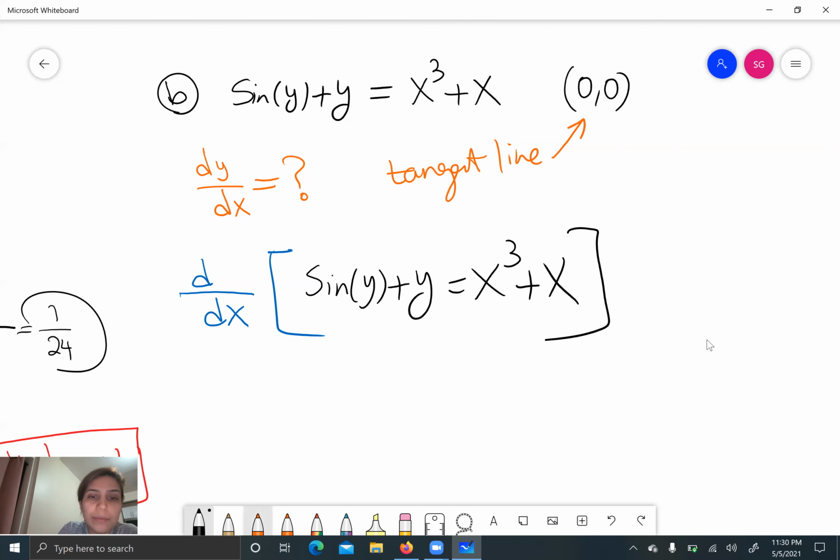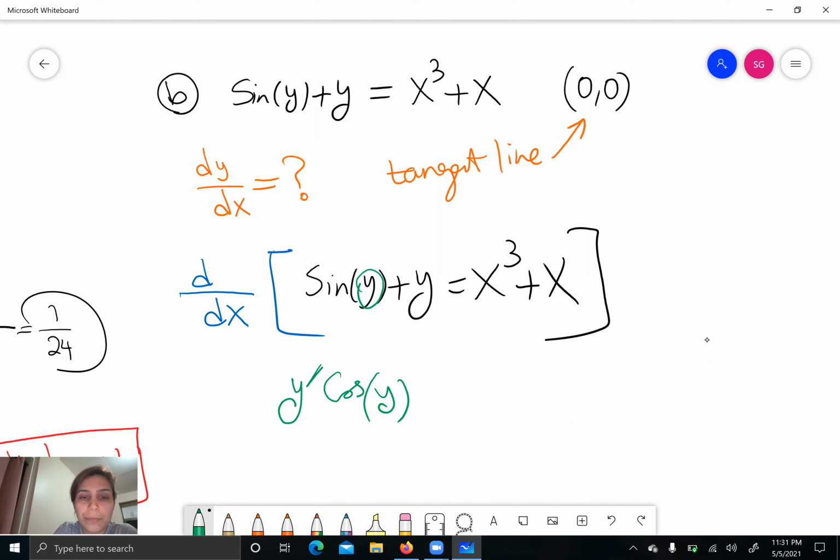When we take the derivative of, for example, sine of y, this is the chain rule. The derivative of sine is cosine, but y is dependent on x. So the derivative is the derivative of the inner function, y prime, times cosine of whatever is inside, cosine of y, plus the derivative of y with respect to x. You can either use y prime or write dy/dx. That's up to you, whichever notation you prefer. And then the derivative of x cubed plus x is 3x squared plus 1.